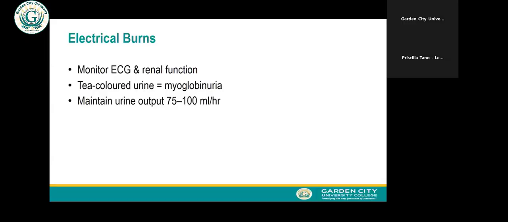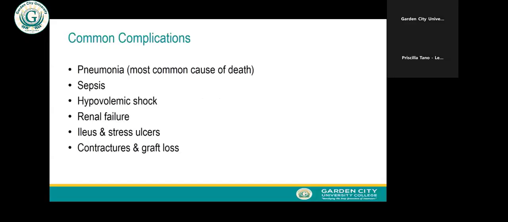Also, we give them sodium bicarbonate or mannitol. They will need that. And for them as well, we want to monitor for risk of compartment syndrome if the extremities are involved. So these are the complications.